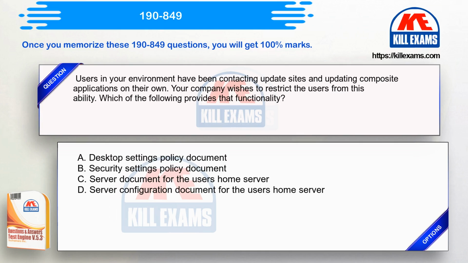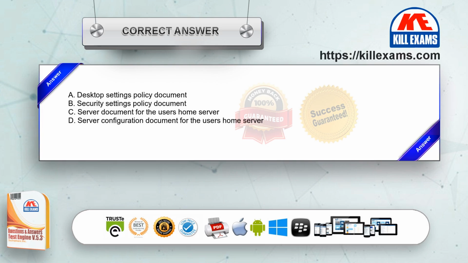Option A. Desktop Settings Policy Document. Option B. Security Settings Policy Document. Option C. Server Document for the user's home server. Option D. Server Configuration Document for the user's home server. The correct answer is option A.